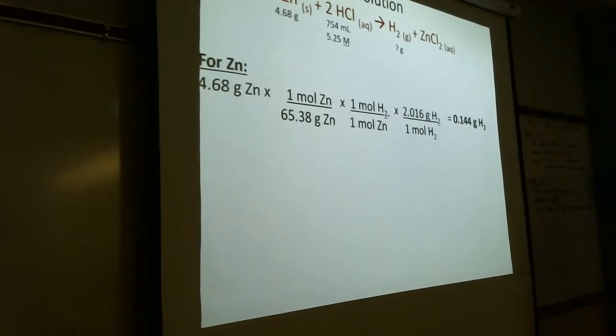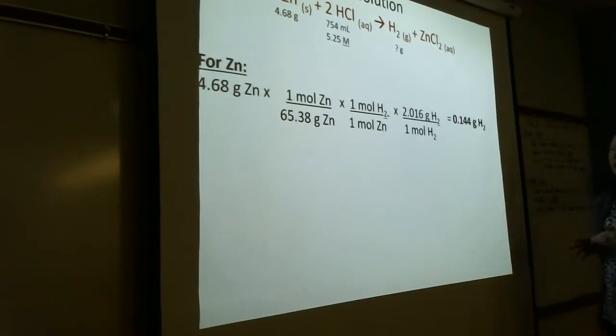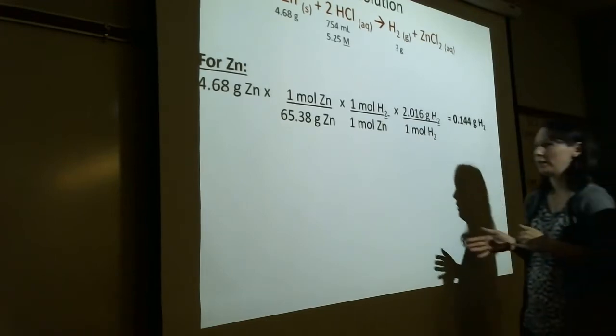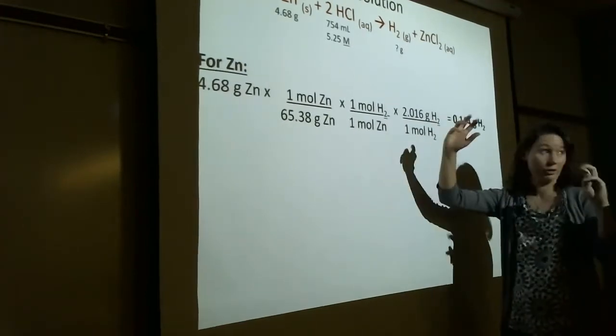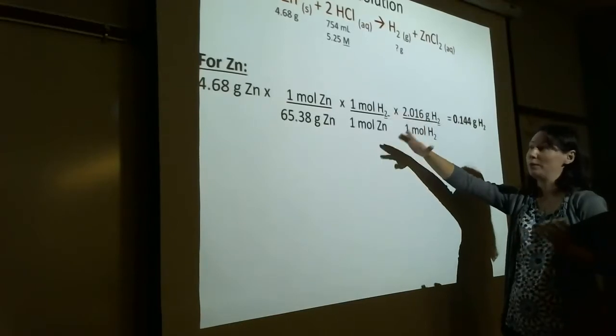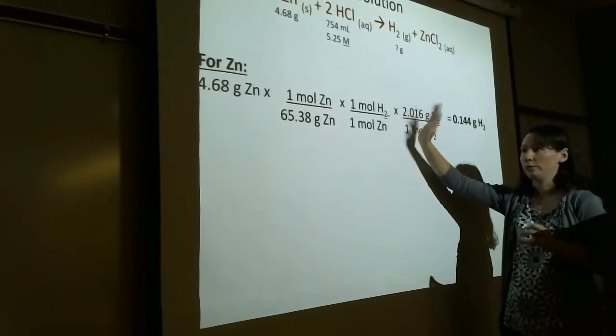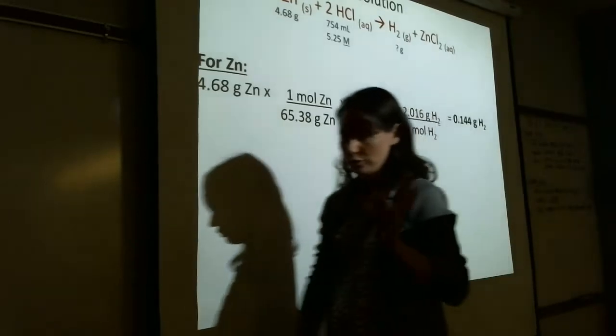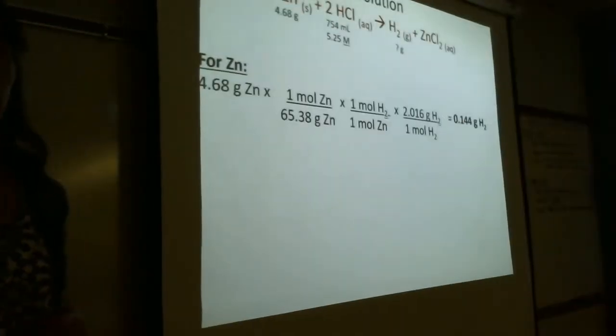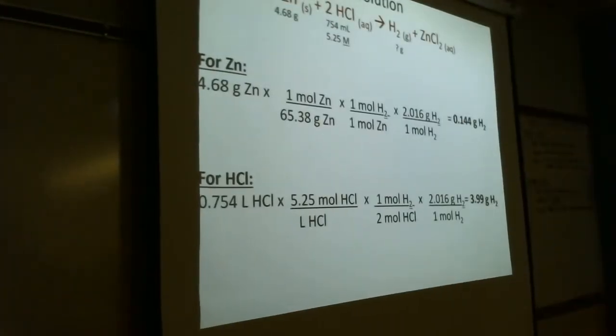Do we all agree on the zinc calculation? Does the zinc calculation make sense? Grams to moles, mole ratio, moles to grams. So that's pretty much regular stoichiometry. That's exactly what we did. There was no molarity or volume involved in this calculation at all. That's just regular stoichiometry.